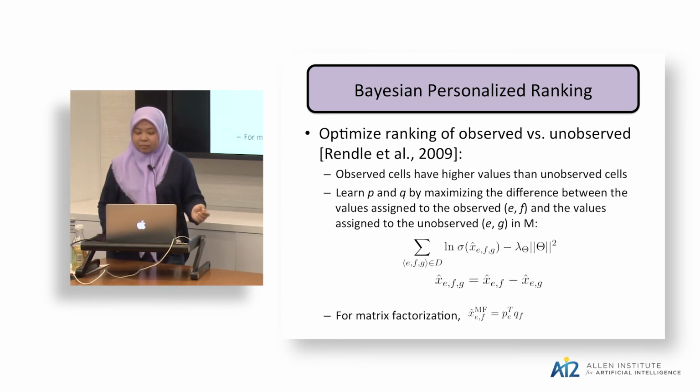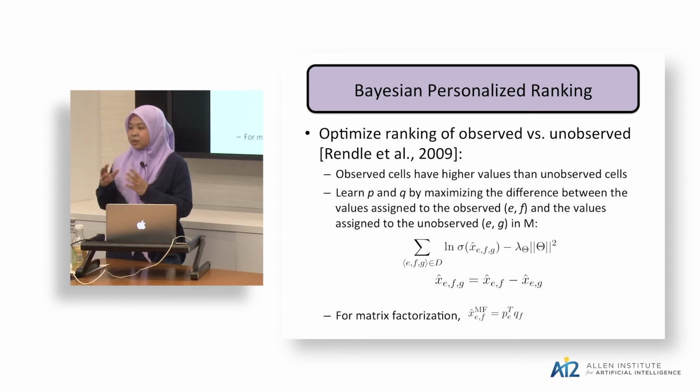We use the Bayesian personalized ranking because we only observe positive instances, which is the positive translations. So Bayesian personalized ranking has been shown to be effective to learn in the presence of positive-only data. And so it's also extendable. You can add many different signals.